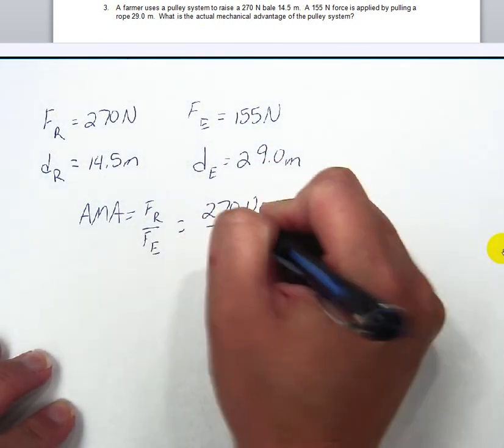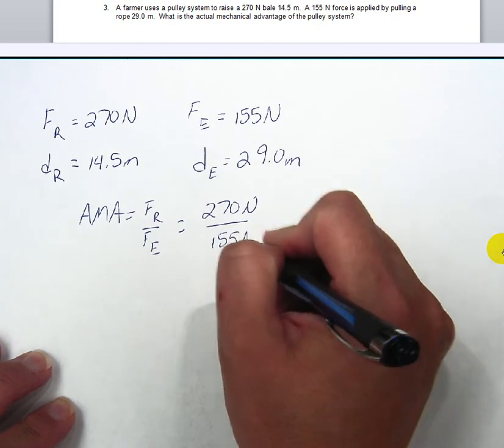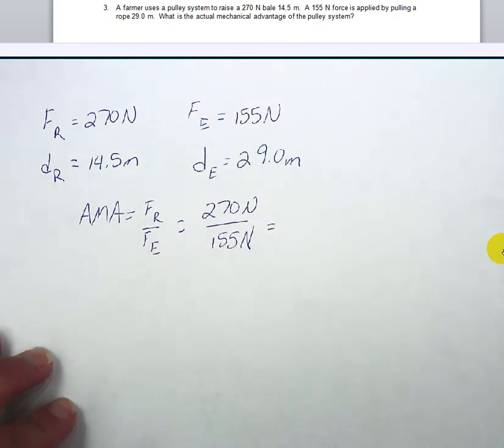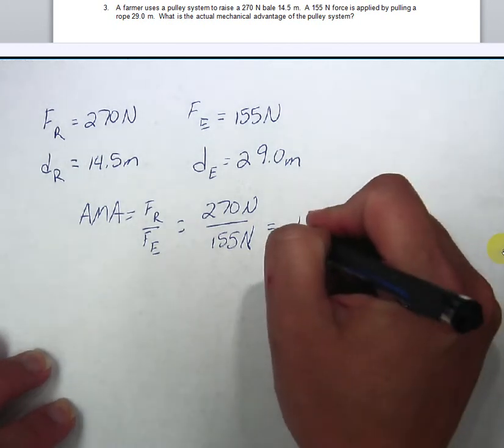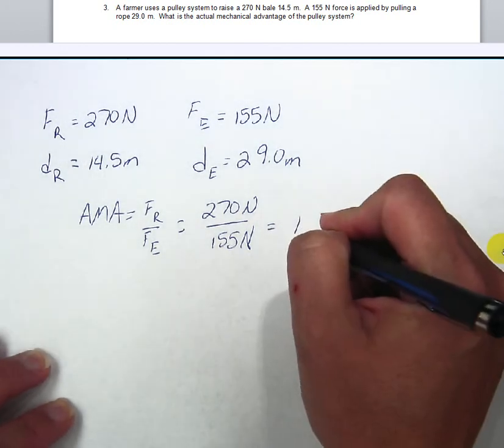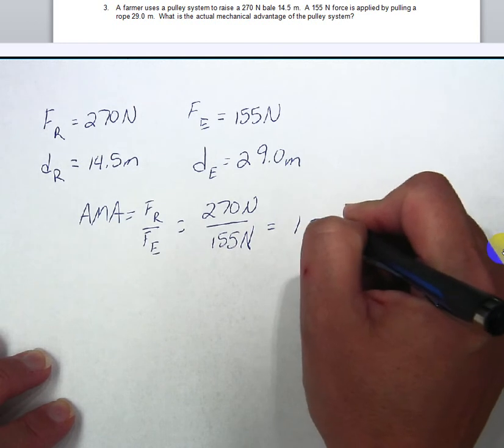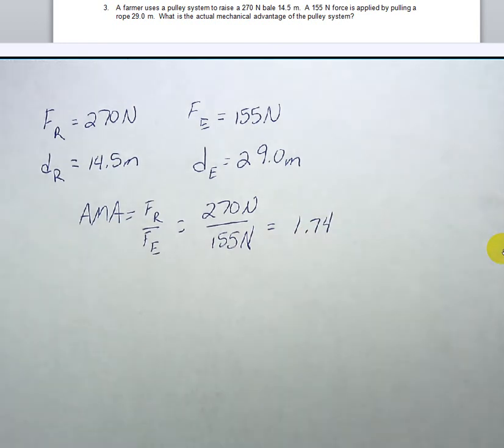270 newtons divided by 155 newtons equals 1.74. So my AMA is 1.74. If I wanted to get efficiency and all of that, I would still work it the same way.